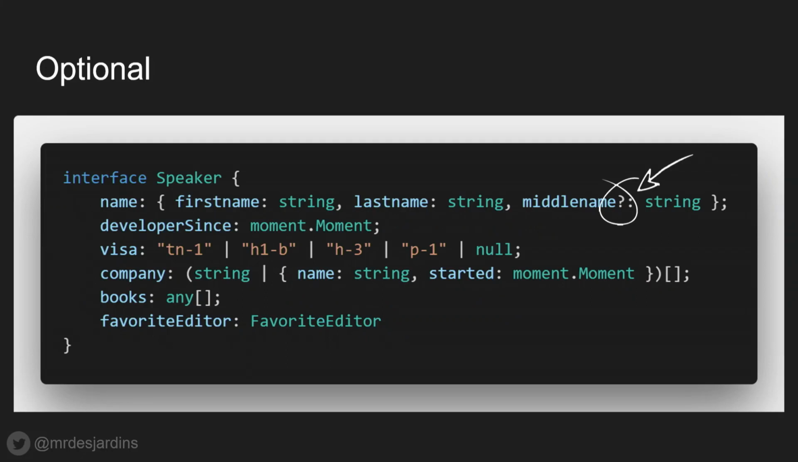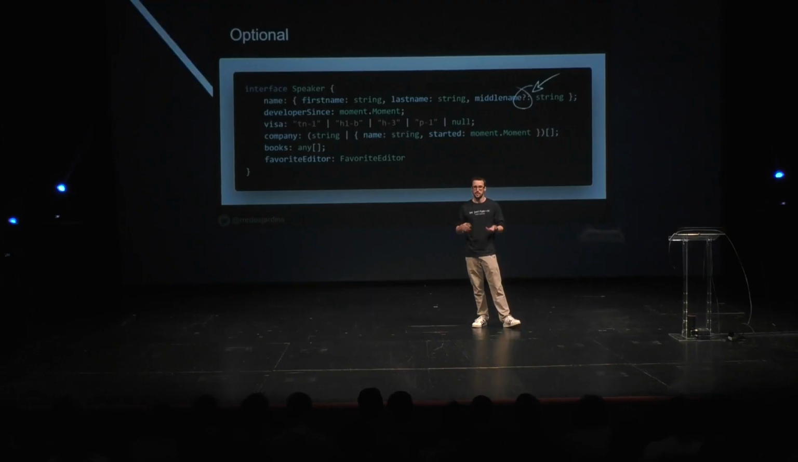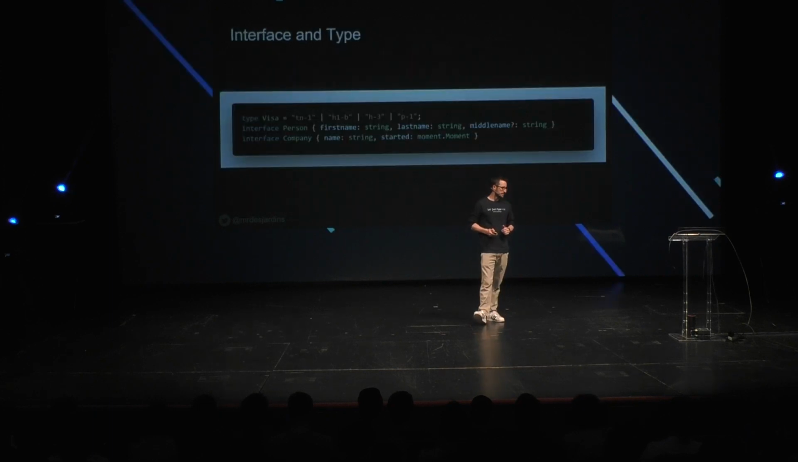Optional: if we remember correctly, I don't have any middle name. So if I add this question mark next to the name of the variable, this field becomes optional. So I can avoid passing an empty string. I can just pass it if I need it, or just avoid it if it's not needed.